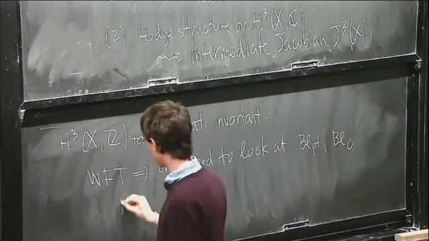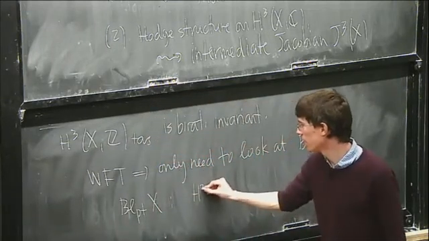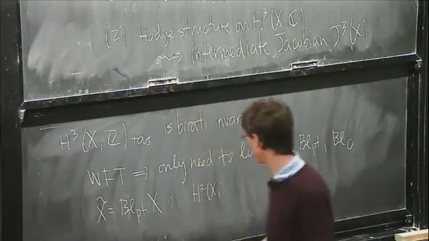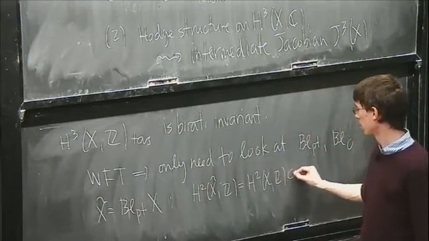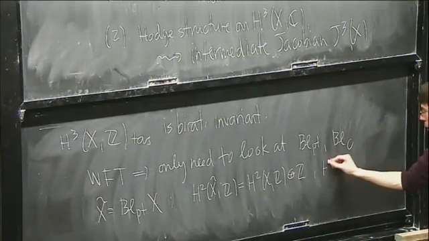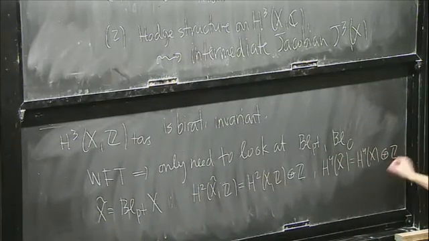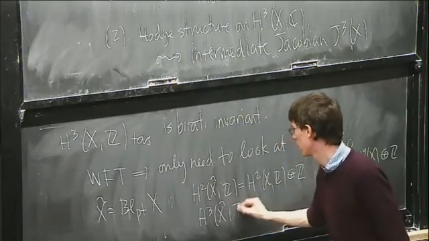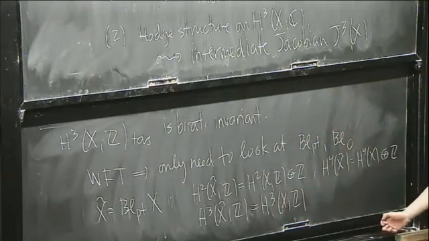If I do the blow-up of a point, then what happens to the cohomology is that H2 of X tilde is the H2 of X plus a copy of Z, which is the class of the exceptional divisor, and the same for H4. And H3 doesn't change. So H3 is the same. So in particular, the torsion subgroup doesn't change.